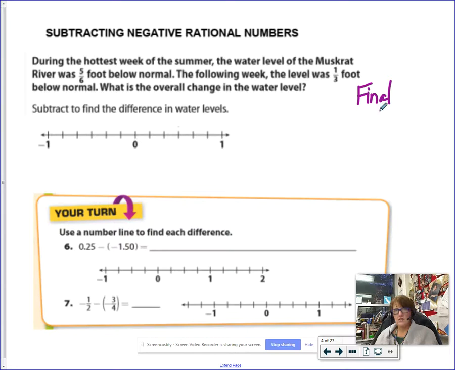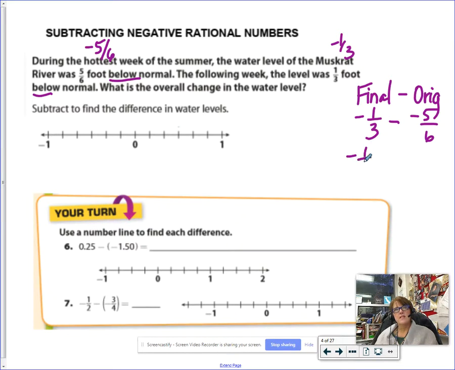When you want to find the change, they're asking for the difference. And you always take the final minus the original or the beginning. Since both of these are below, I need you to think of these two numbers as negative 5/6 and negative 1/3. And since this is where we ended up, we're starting with negative 1/3, and then we're going to subtract negative 5/6. Find the difference.